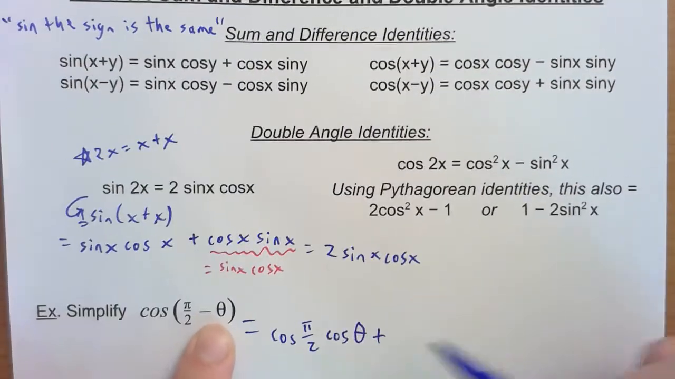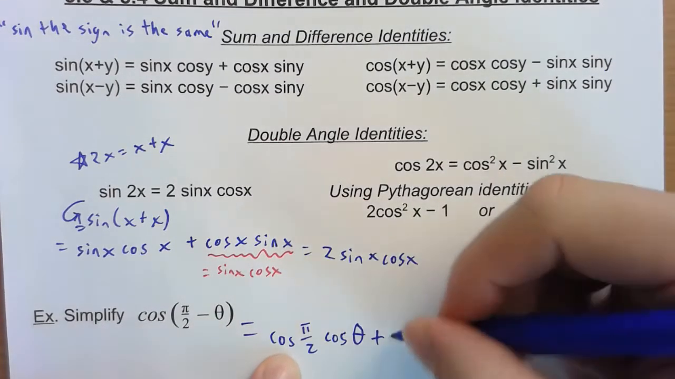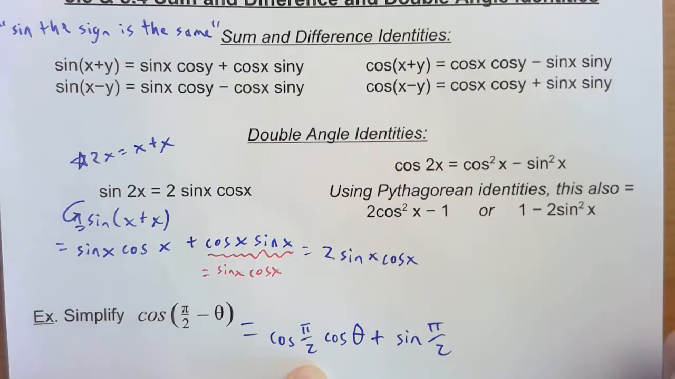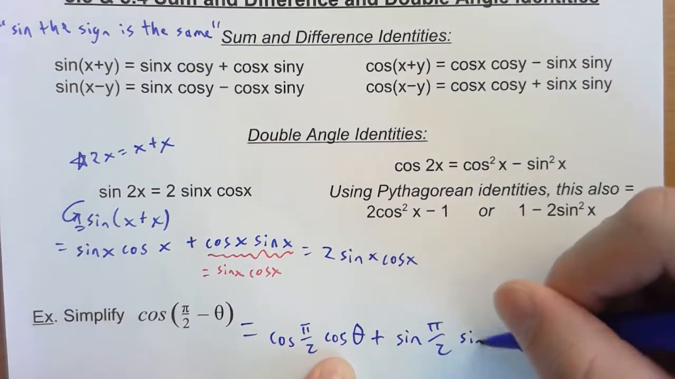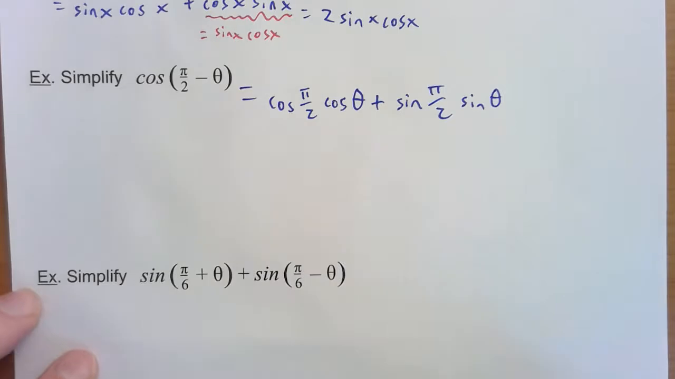And then for the second part here, the trig functions switch. So instead of cosine, I'm going to have sine of pi over 2, and instead of cosine, I'm going to have sine of theta. All right, now we have to figure out what we're going to do with this. At first glance, for some people, that just looks like a bunch of Greek letters. It's kind of like, what do we do from there?